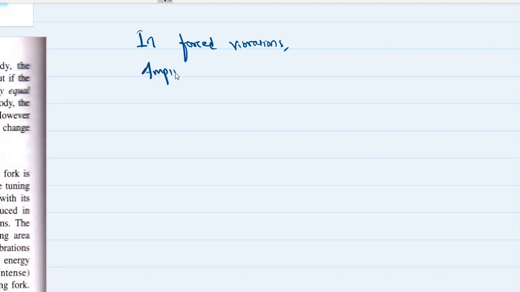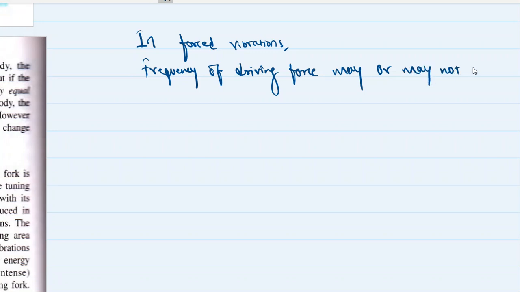Okay, so in forced vibrations, let me write over here. In forced vibrations, it is not necessary that the frequency of the driving force may or may not be equal to the natural frequency of the vibrating body.